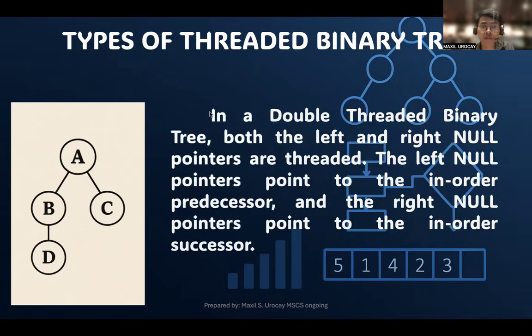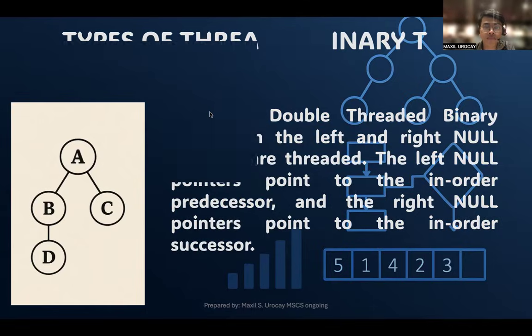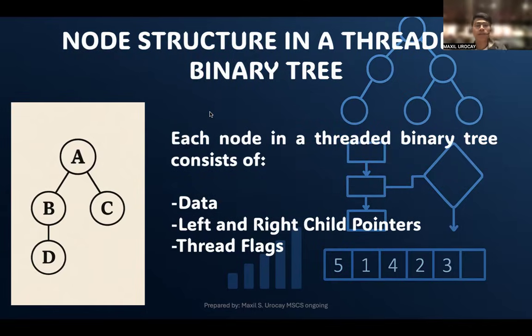Okay. So in a double threaded binary tree, both the left and right null pointers are threaded. So the left null pointers point to the in order predecessor, and the right null pointers point to the in order successor also. So here, each node in a threaded binary tree consists of the data, left and right child pointers, and the thread flags. So we'll begin to illustrate that so that we'll understand how to work with this.